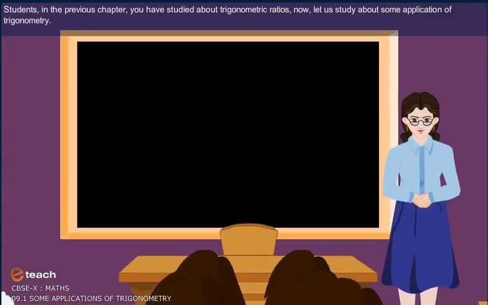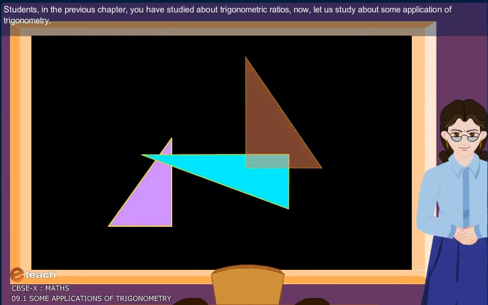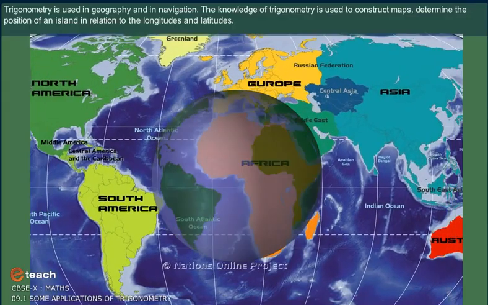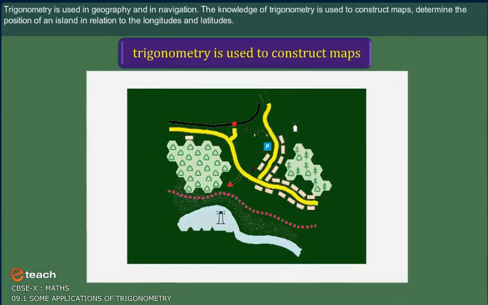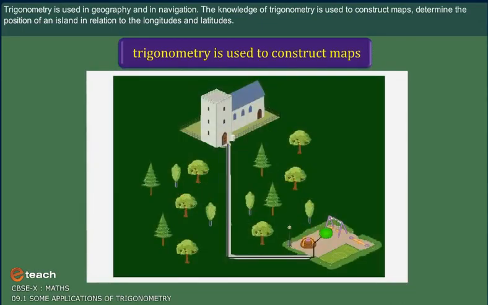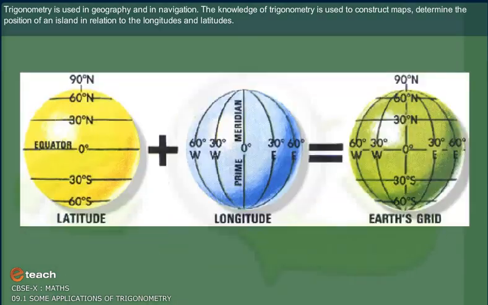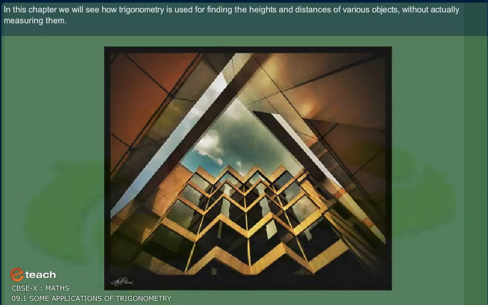Students, in the previous chapter, you have studied about trigonometric ratios. Now, let us study about some applications of trigonometry. Trigonometry is used in geography and in navigation. The knowledge of trigonometry is used to construct maps, determine the position of an island in relation to the longitudes and latitudes. In this chapter, we will see how trigonometry is used for finding the heights and distances of various objects without actually measuring them.